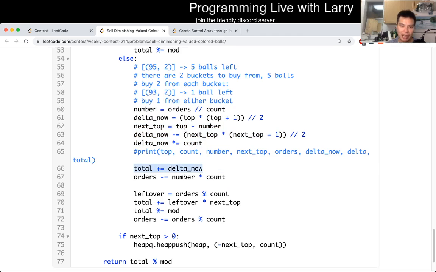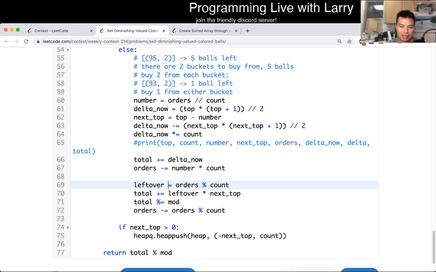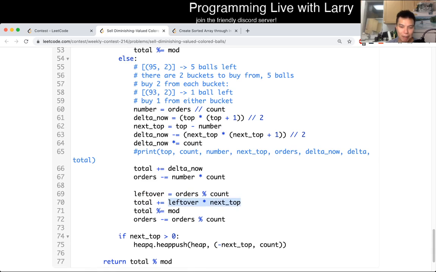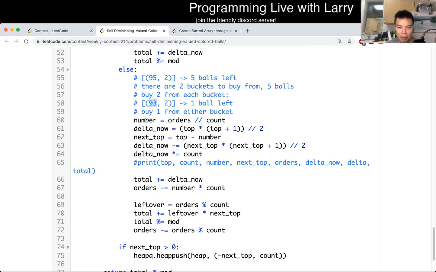We subtract from the count, and then the leftovers is just, in this case, you have 1 board left, and this board will always be mod the count, because that's the definition of this part, right? It is whatever's left over from there. I could have used diff mod actually, and then we just multiply this by the next top, because we know that leftovers less than count by the definition is modded by count. So basically, we always take the most expensive buckets, and that's basically the math.